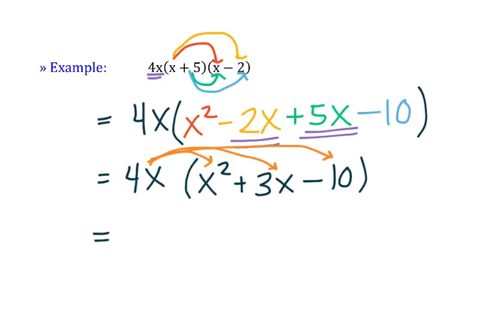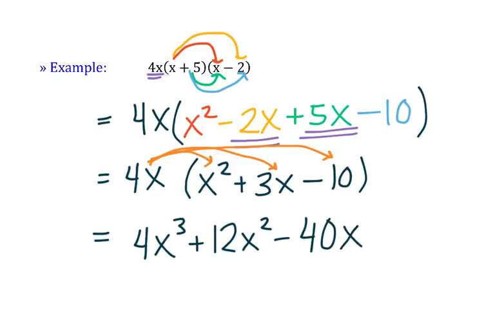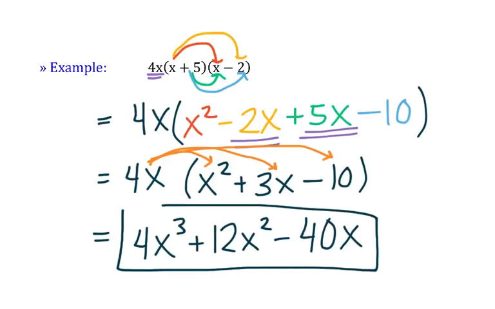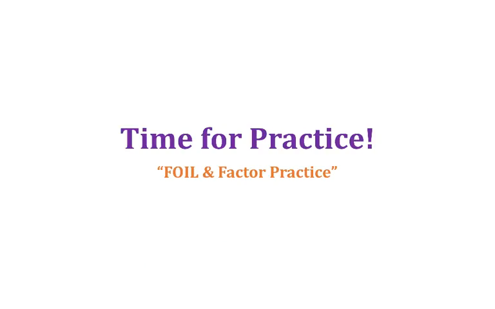4x times x squared is 4x cubed. 4x times 3x is 12x squared. And 4x times negative 10 is negative 40x. So we end with 4x cubed plus 12x squared minus 40x. If this is feeling pretty comfortable, please try out the practice exercises.